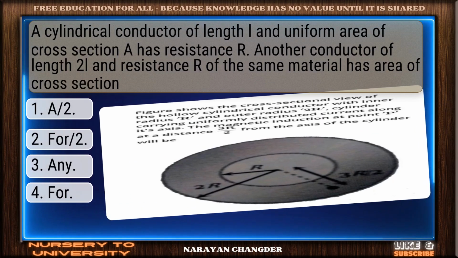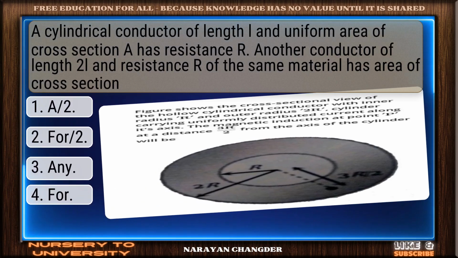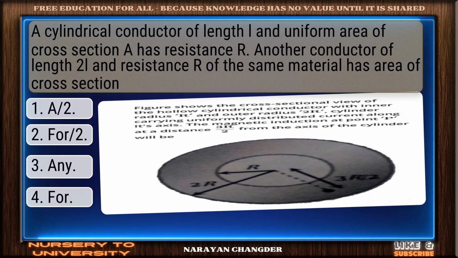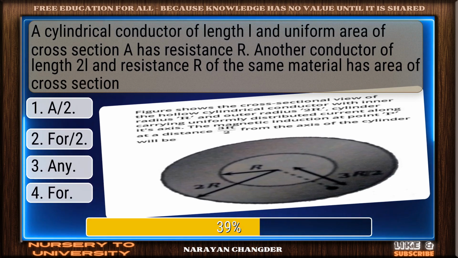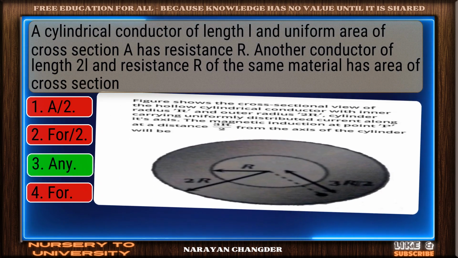A cylindrical conductor of length L and uniform area of cross-section has resistance R. Another conductor of length 2L and resistance R of the same material has area of cross-section... Smart pick. Any is correct.